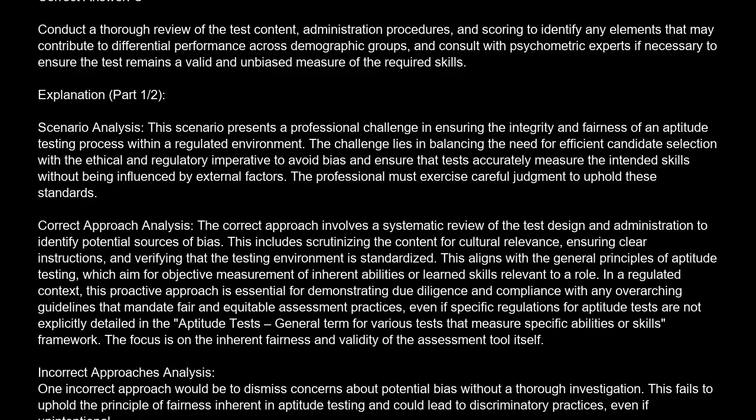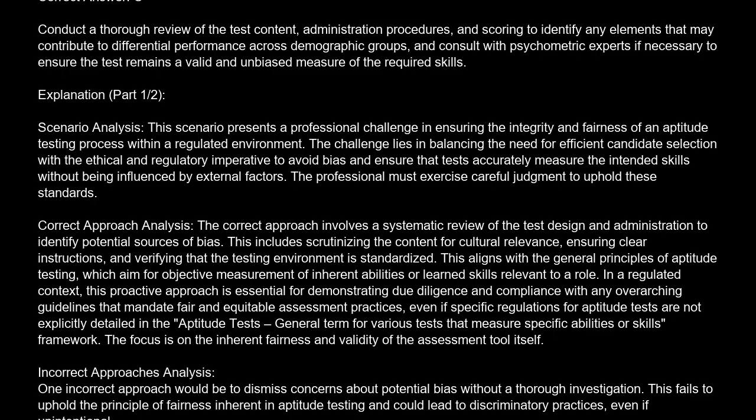Correct approach analysis. The correct approach involves a systematic review of the test design and administration to identify potential sources of bias. This includes scrutinizing the content for cultural relevance, ensuring clear instructions, and verifying that the testing environment is standardized. This aligns with the general principles of aptitude testing, which aim for objective measurement of inherent abilities or learned skills relevant to a role. In a regulated context, this proactive approach is essential for demonstrating due diligence and compliance with any overarching guidelines that mandate fair and equitable assessment practices, even if specific regulations for aptitude tests are not explicitly detailed in the Aptitude Tests framework. The focus is on the inherent fairness and validity of the assessment tool itself.